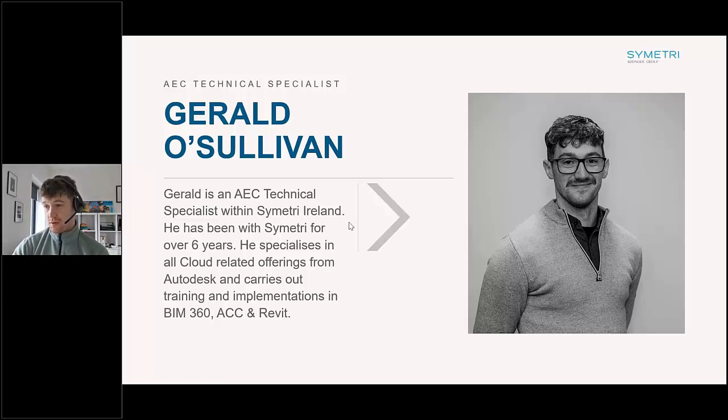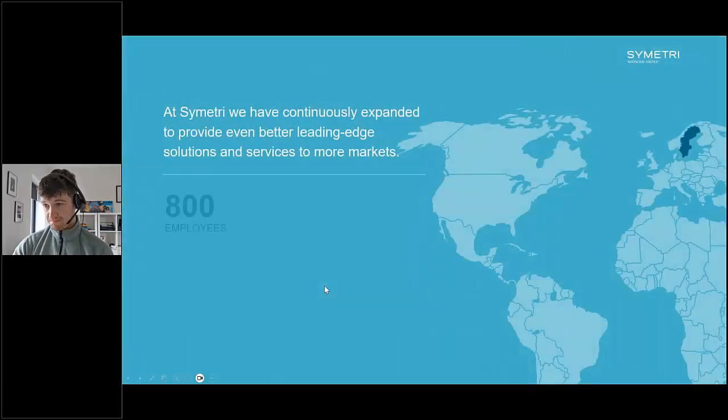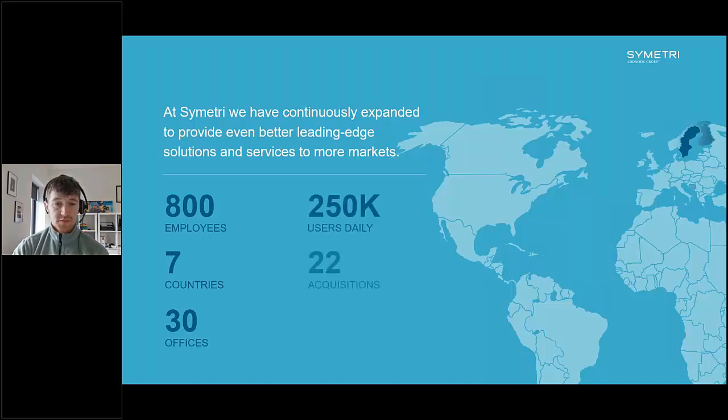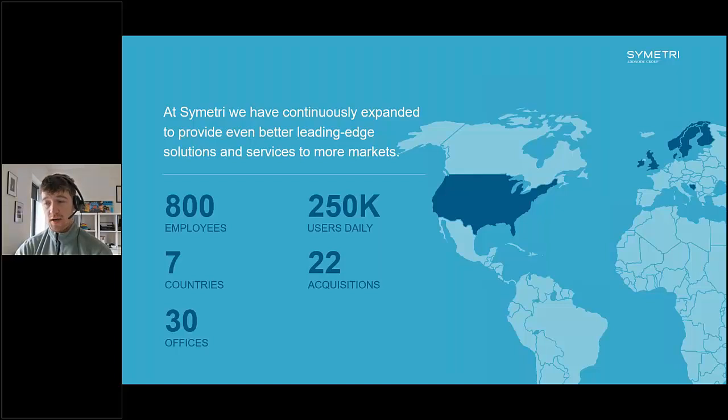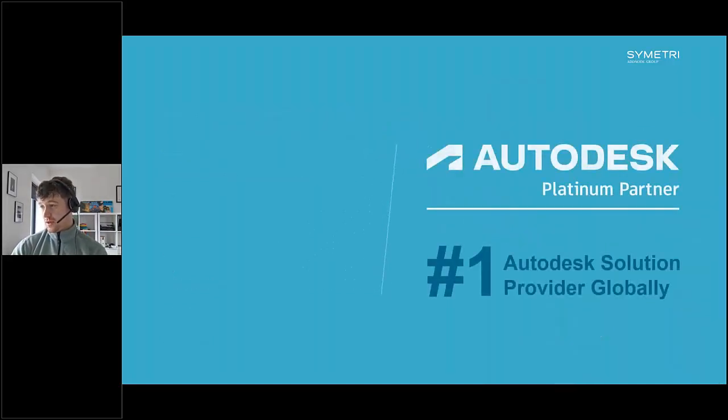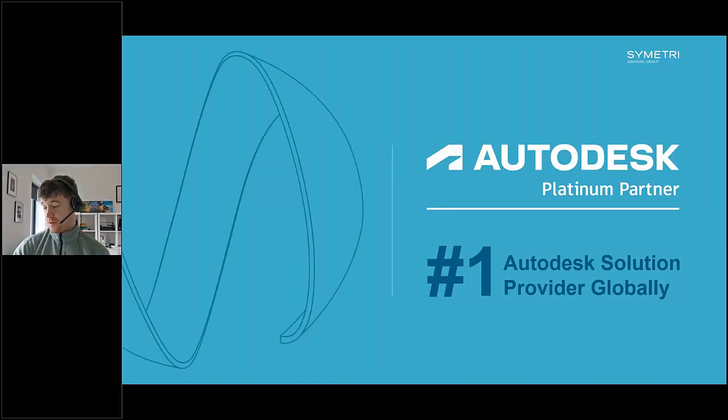So just to give you a little bit about Symmetry itself. We have over 800 employees in 7 different countries, over 30 different offices, and we have over 250,000 users daily. And up to this date, we have acquired nearly 22 acquisitions, the latest one being in the US with Microdesk. So we are now Autodesk's number one global partner, and we are a platinum partner as well.